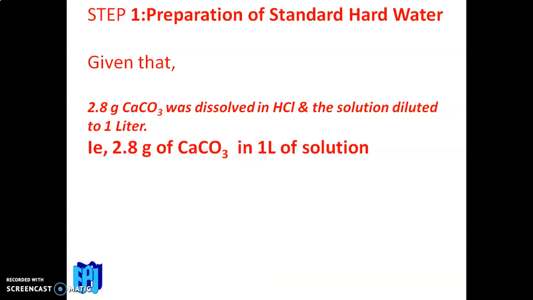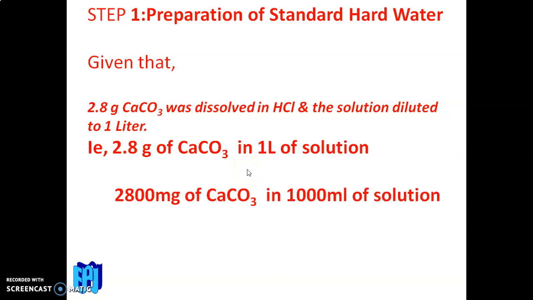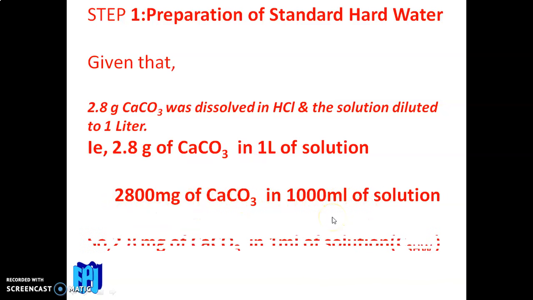Then we need to calculate the concentration of this solution, the standard hard water. How? We can calculate the amount of calcium carbonate in 1 ml. The calculation is simple. Let's convert gram into milligram and liter to milliliter. So we get 2800 milligram of calcium carbonate in 1000 ml of solution. From that we get 2.8 milligram of calcium carbonate in 1 ml of solution, that we take as the concentration of standard hard water. Just a simple step. So we are using this 2.8 as the concentration of standard hard water.